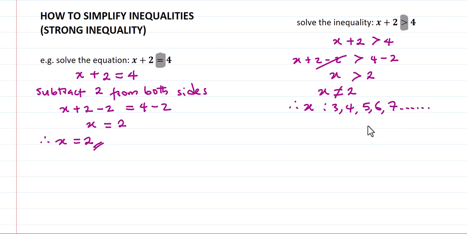So that is the difference between an inequality and a traditional equation. For your traditional equation, the variable is just equal to a specific value, while for your inequality, we'll have a range of values. Is that clear? I hope this is making sense. Let's go ahead and solve more questions.